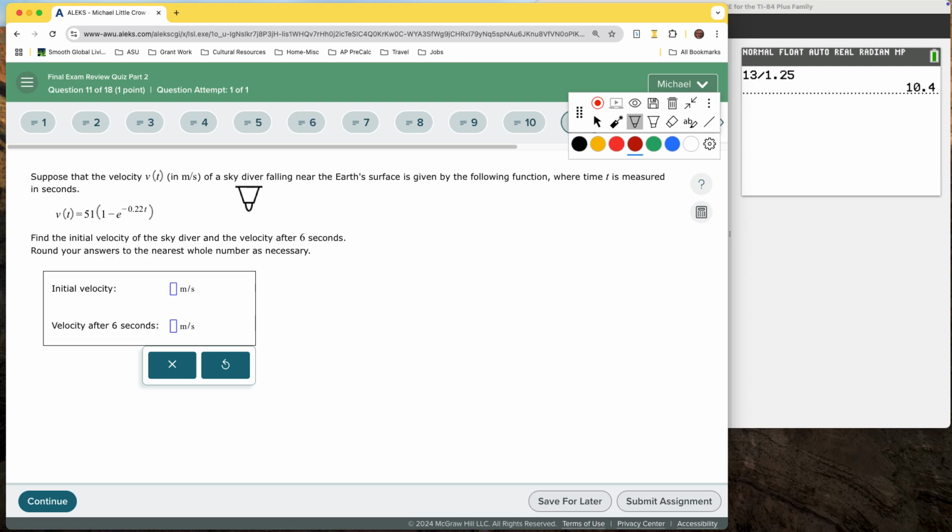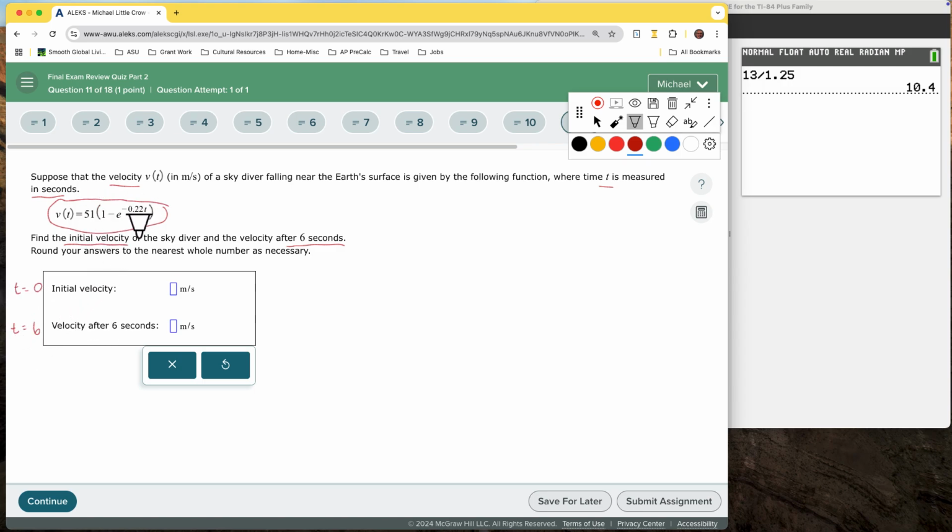So we see a function given to us here. We suppose that the velocity, v of t, in meters per second, of a skydiver falling near the Earth's surface is given by this function. Time t is measured in seconds. Find the initial velocity, so that would be at 0 seconds, right? So the initial velocity, that's when t equals 0, of the skydiver, and the velocity after 6 seconds. That's when t equals 6.